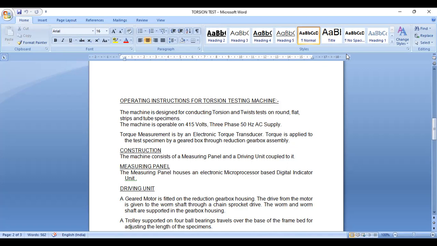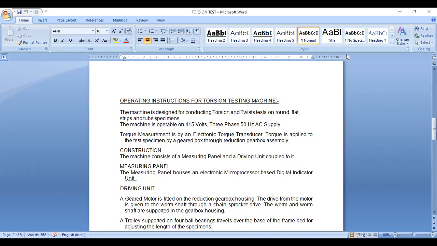Now, for torque measurement, electronic torque transducers are used. The torque is applied to the specimen through a reduction gearbox assembly. We fix the test piece between two vices. One vice is fixed and the other vice rotates or twists the material, and this rotation is achieved by means of a gearbox through a reduction gearbox drive.